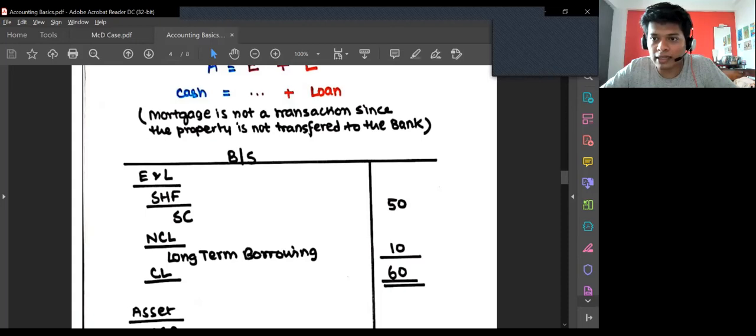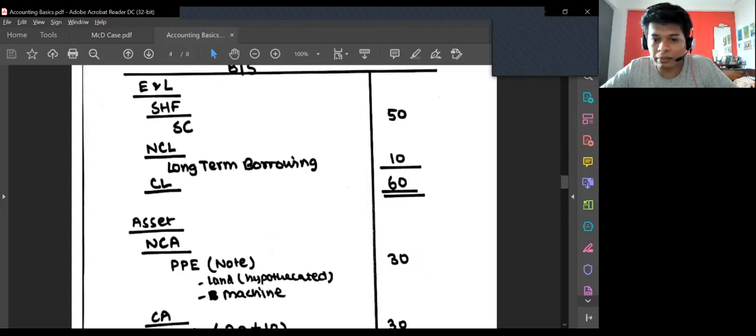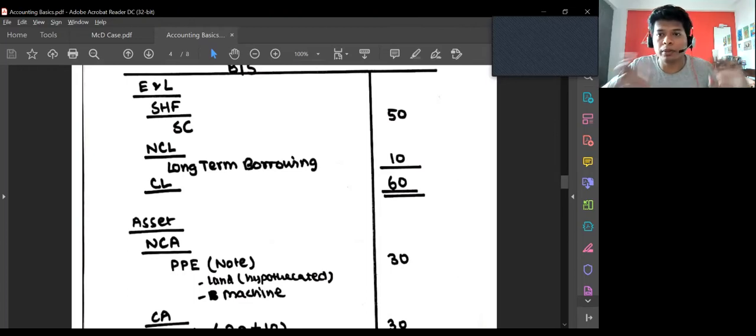Now what will happen on my asset side? In my asset side, PPE is the same. Okay. Now what happens is, generally when we hypothecate or mortgage any property, I need to tell my shareholders that look, I have taken a loan against this property. It is at risk that if I don't pay my loan, the bank might take this property away.